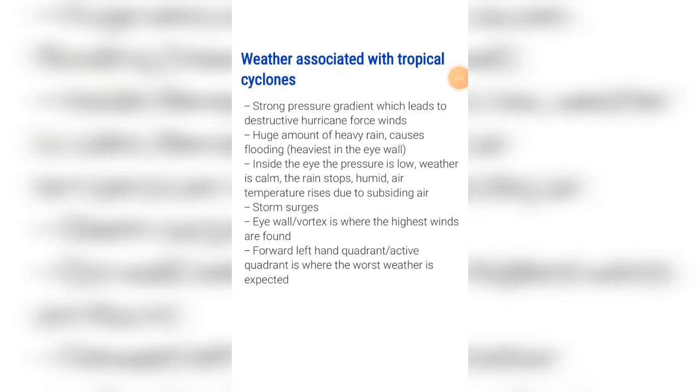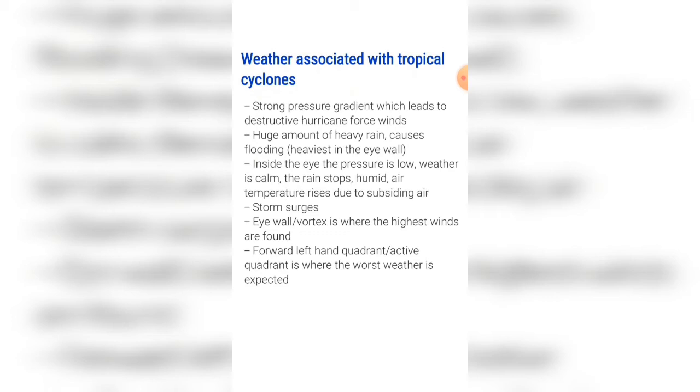Weather associated with tropical cyclones. A strong pressure gradient leads to destructive hurricane force winds. A huge amount of heavy rain causes flooding. The heaviest rain is normally in the eye wall. Inside the eye, the pressure is low, the weather is calm, the rain stops, the air is humid, and the air temperature rises due to subsiding air.